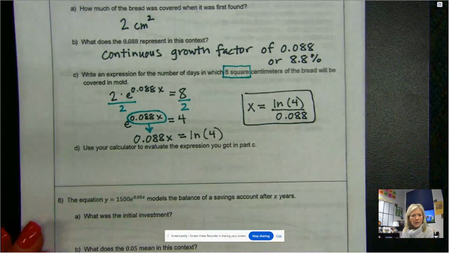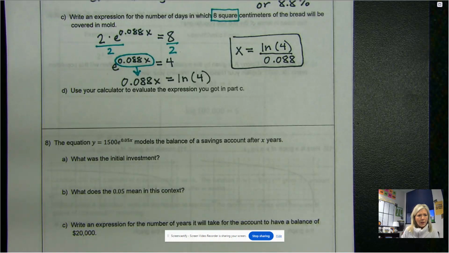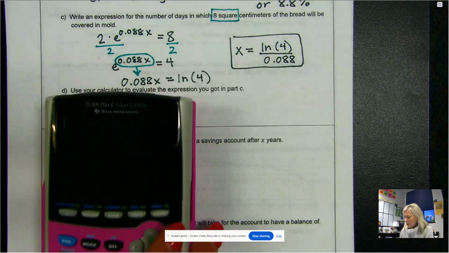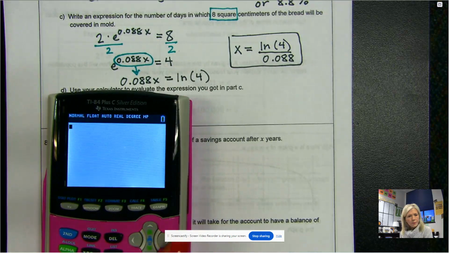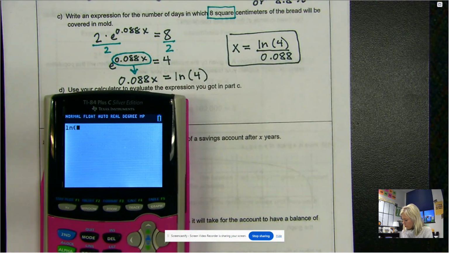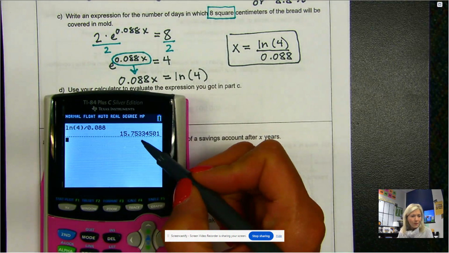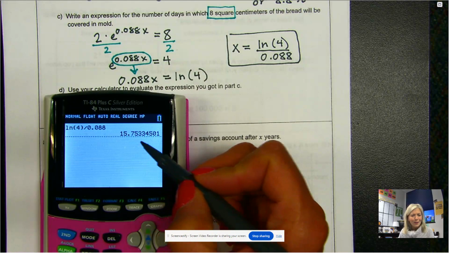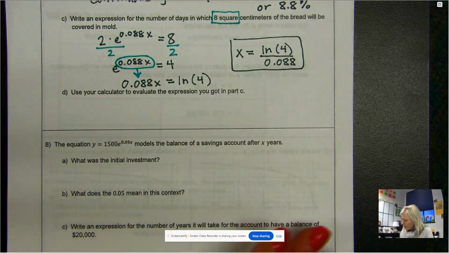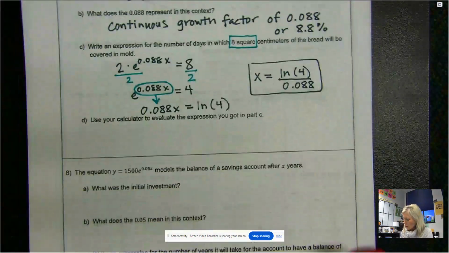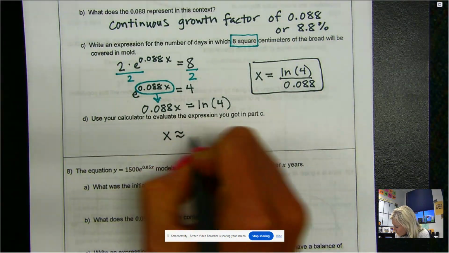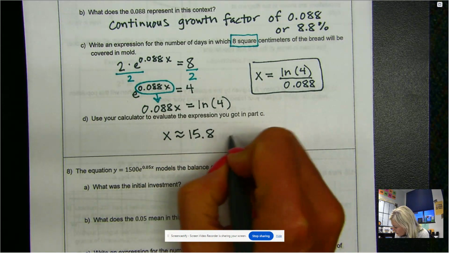And then D just says to use your calculator to evaluate the expression. So let's do that. So the natural log of 4, remember to close those parentheses before dividing by the 0.088. 15.75, so about 15.8. I think these are days. Yes, days. So I'm going to say X is about 15.8 days.